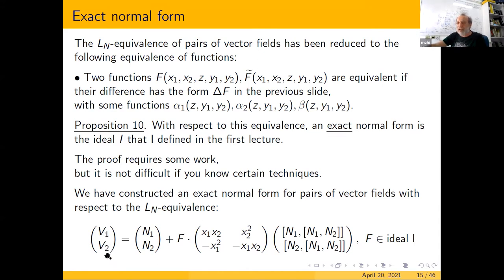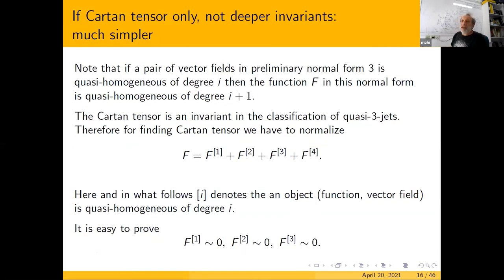It can be described by this pair of vector fields, V1 and V2, which differ from their linear approximation by these terms. And in my symbol, these brackets are simply d by dy1 and d by dy2, just up to coefficient -3, which is not important. So you can assume that here is d by dy1 and here is d by dy2, and the function, which is now normalized to the ideal I, is an exact normal form with respect to this equivalence. As I said, the proof requires some work, but if you are interested in the Cartan tensor only rather than also in deeper invariants, the work is much simpler.